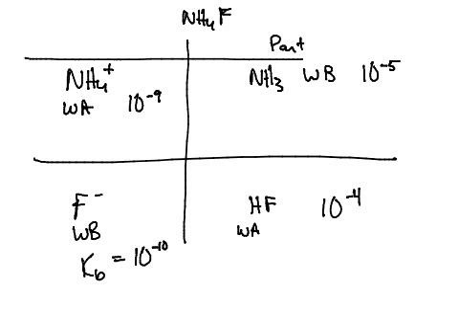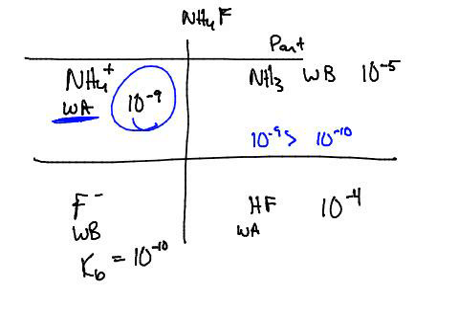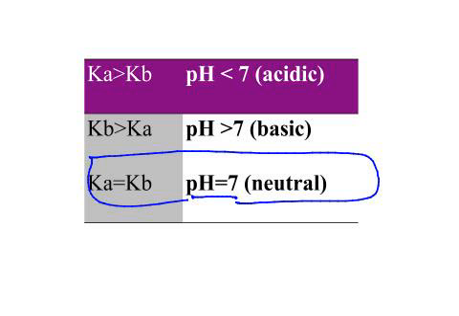So who wins here? The ammonium wins. 10 to the minus 9th is bigger than 10 to the minus 10th. So therefore, this substance, the acid, wins. So this would be acidic. So if we go back to our chart here, the Ka wins, and therefore it's acidic. Okay? There you have it.